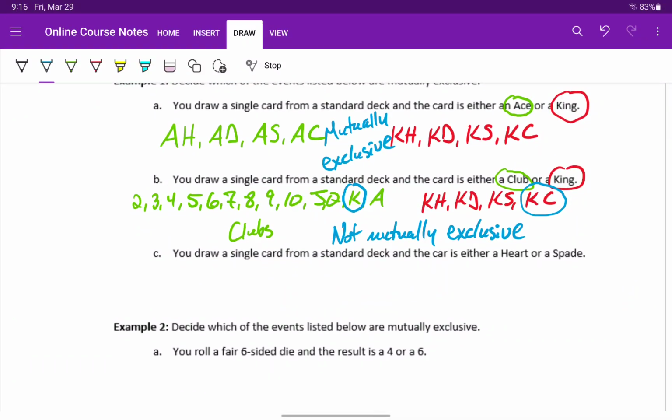In part C, we want to draw a single card from a standard deck again, and we either get a heart or a spade. So if we pull a card and it's a heart, there are 13 options there. Pull a card and get a spade, there are 13 options there. A card can't be both a heart and a spade, so these would be mutually exclusive. There's no overlap between those two groups. There's no outcome that fits both of those criteria.